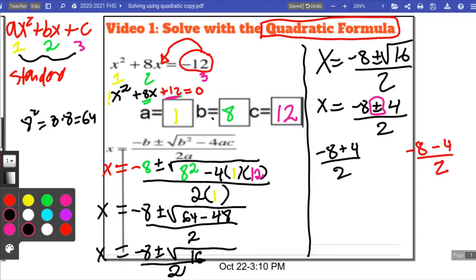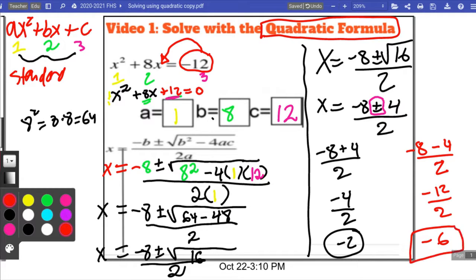All right, so let's do this side here. Negative 8 plus 4, it should give you negative 4 divided by 2. The answer comes up to be negative 2. That's one of your answers. And to get the other one, negative 8 minus 4, that's negative 12. Negative 12 divided by 2, you get negative 6. Done deal. Your answers are these two right here.